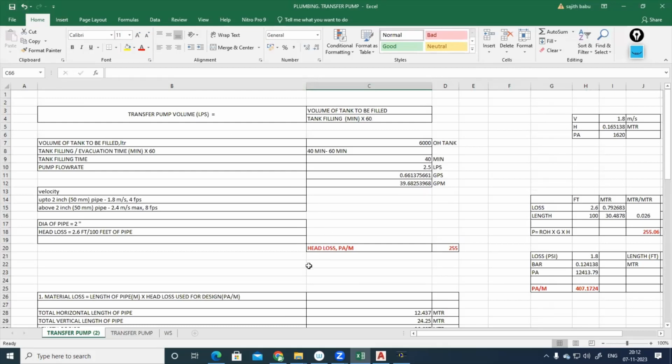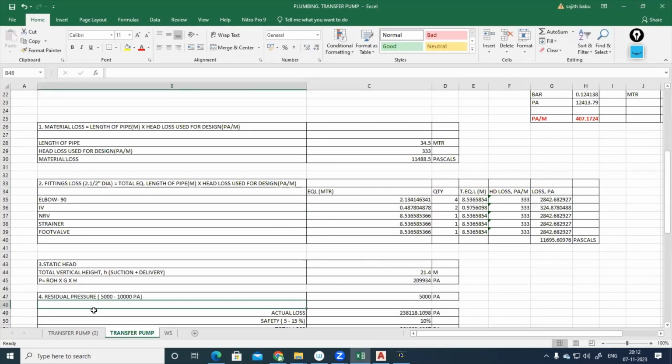So real hydraulic calculation will take some time. But suddenly if you want to calculate, material loss, total length you can take multiplied by head loss. Fittings loss, 50%. Material loss we can consider as fitting. Static head P is equal to rho GH. With respect to the height, you can find. Residual pressure 5000 Pascal. Accordingly, if you want to do that fast by thumb rule, you can do that. But if you're doing like this, that will be accurate. So this is also same only.